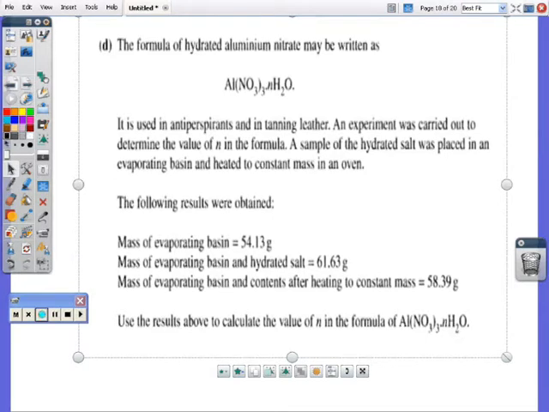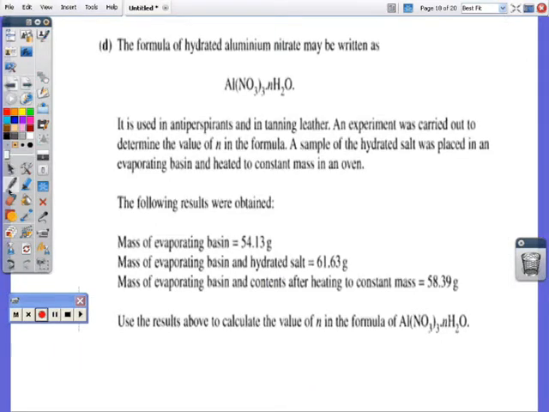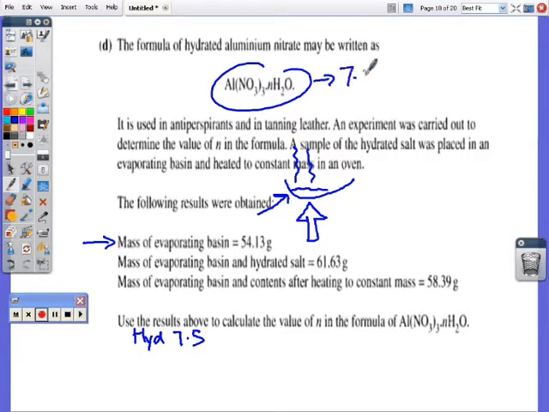Okay, so we have taken a solid here and we have put it into a little basin. We have heated it very, very intensely and we have driven the water off. So the mass of the original evaporating basin, which is the little basin that we're heating it in, is that. The mass of the evaporating basin plus the hydrated salt is 61.63. So the mass of the actual salt that you must have used at the start must have been 7.5. So in other words, the hydrated salt had a mass of 7.5. So the aluminium nitrate, the whole sample that you put in at the start, was 7.5 grams.